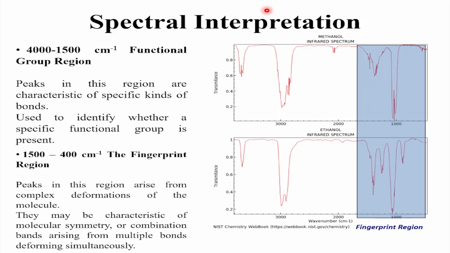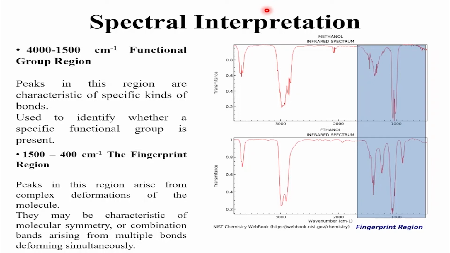So an FTIR spectra from 4000 to 400 centimeter inverse, we can divide into two regions. One is the functional group region and the second one is the fingerprint region. So 4000 to 1500 centimeter inverse is called the functional group region, where all the functional groups like carbon hydrogen, carbon oxygen, or oxygen hydrogen will appear. Now, the region from 1500 to 400 is called the fingerprint region, where the vibration from the entire structure will be appearing.